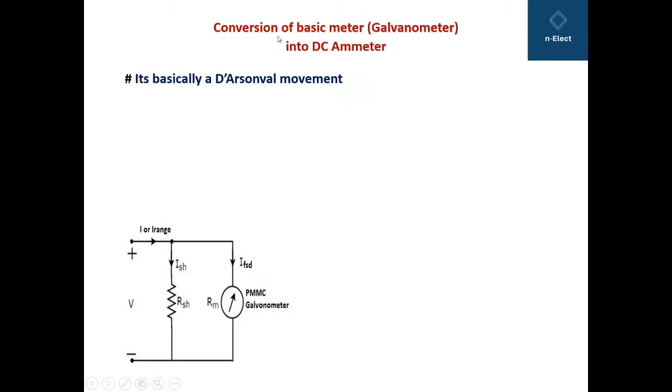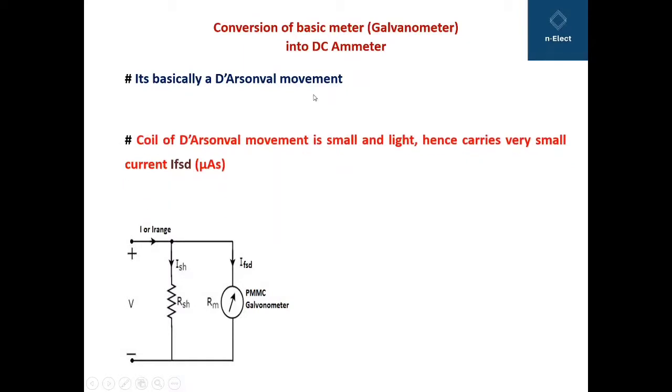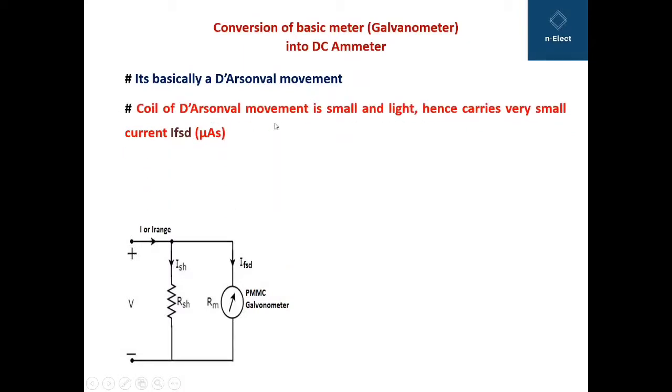First of all, we will see the conversion of basic meter, which is also called as galvanometer, into DC ammeter. So DC ammeter is basically a d-Arsonval movement, and the coil of d-Arsonval movement is small and light, hence it carries very small current which is called as IFSD, and it is in the order of microamperes, that is very small. The basic meter movement can carry a maximum current of IFSD, as we have said earlier, and this IFSD stands for full scale deflection current.